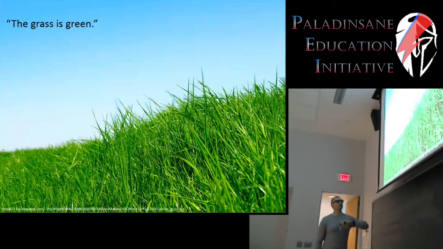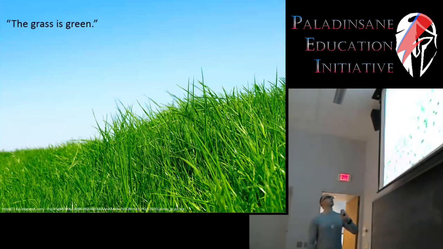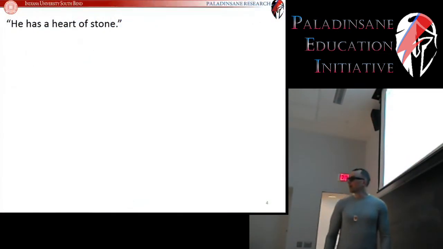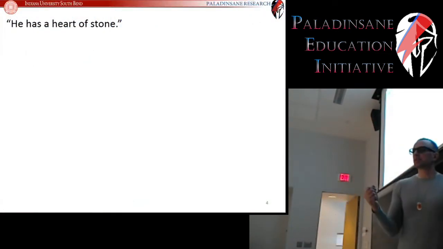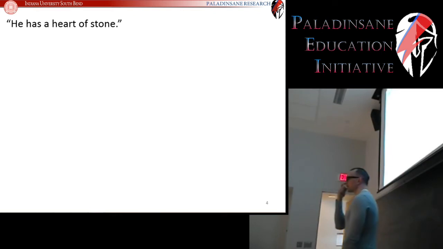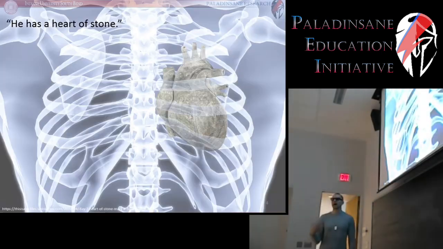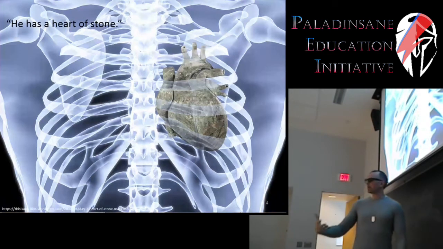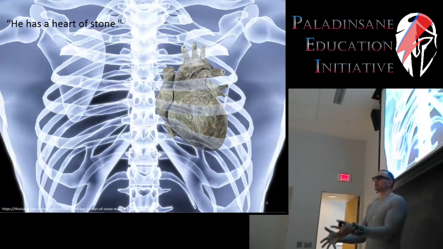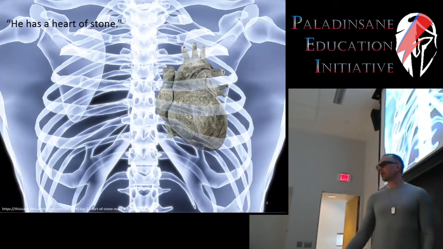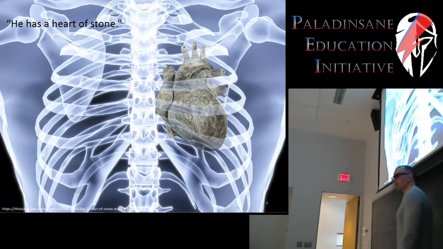A metaphorical statement, on the other hand, would be something like, John has a heart of stone. If you say he has a heart of stone, we understand that this is not to be taken literally, right? This is not meant to make you think, oh my gosh, he has a heart of stone. How is he living? What kind of medical marvel is this? No, we understand that he has a heart of stone is meant to be taken metaphorically.